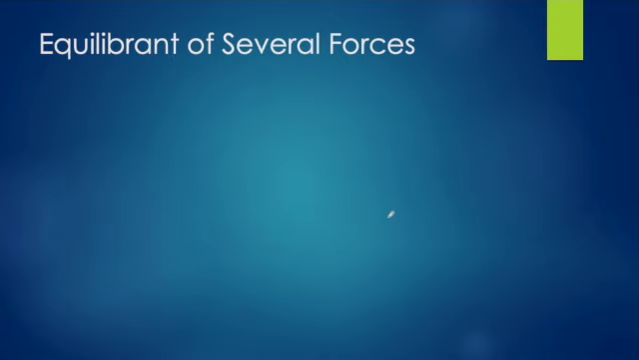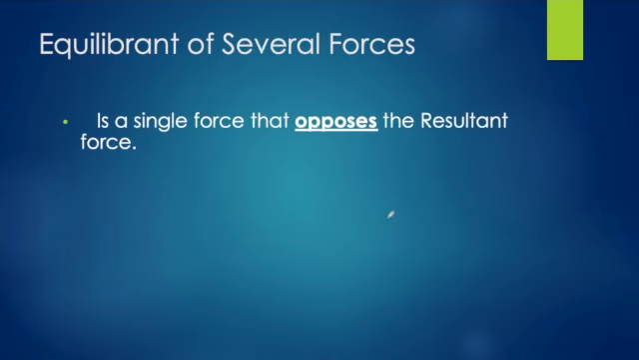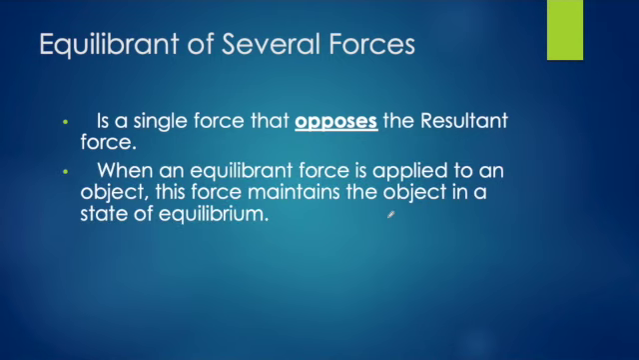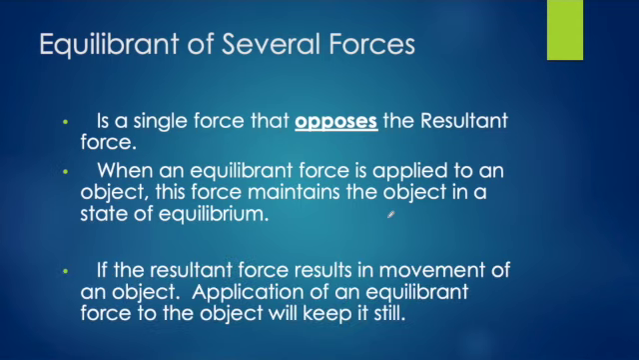Equilibrant forces, of several forces, is a single force that opposes the resultant force, okay? When an equilibrant force is applied to an object, this force maintains the object in a state of equilibrium. If the resultant force results in movement of the object, application of an equilibrant force to the object will keep it still. Okay, so that's like opposite or opposing our resultant force, which you may see in some problems. Okay, so just understanding the terminology there. So if you didn't write anything down, that's fine. Just make sure that you understand what the resultant force is, net force is, what an equilibrant of several forces is, all of that stuff we just talked about.